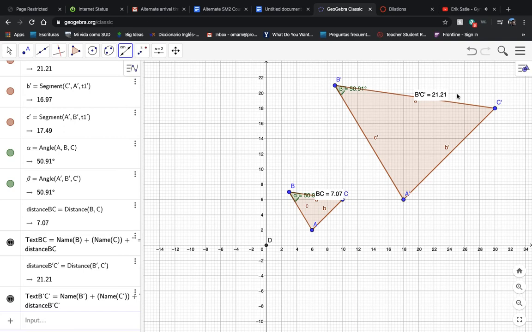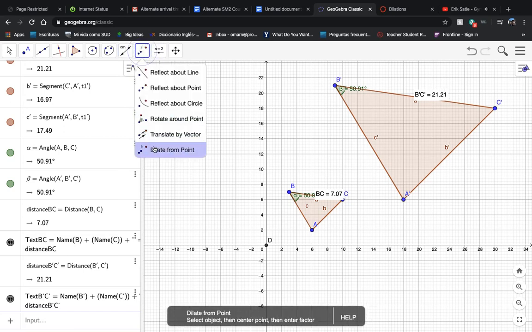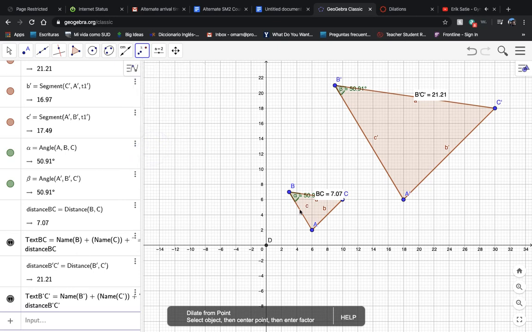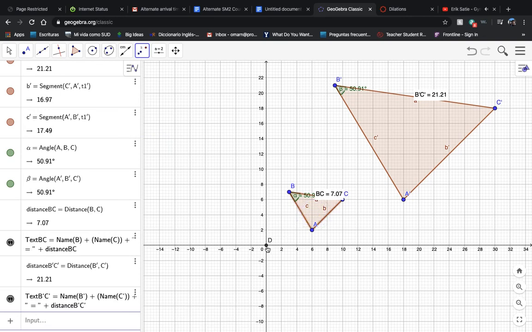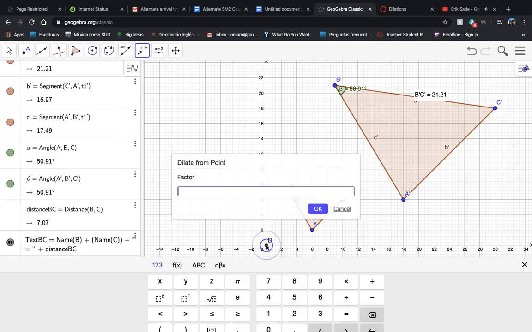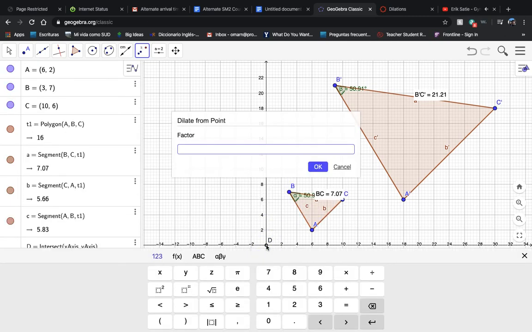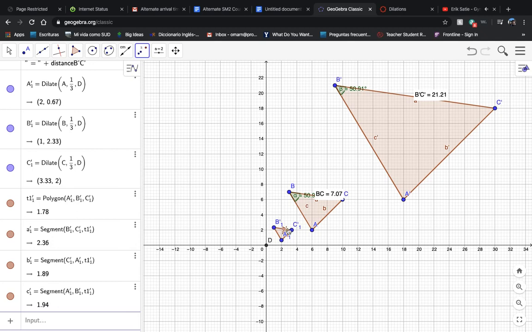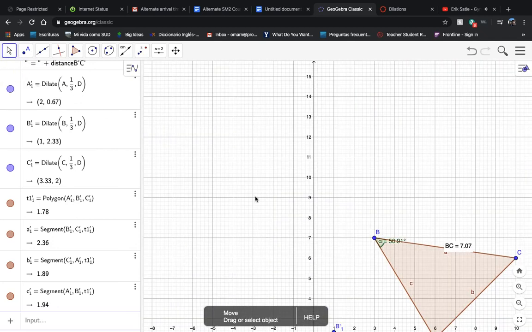Now, I'm going to do a second dilation, but this time the dilation will be using a factor of 1/3. So now you can guess what is going to happen. Again, I'm going to use the original or pre-image figure. I'm going to do the dilation from the center, and then the factor is going to be 1/3. Let's see if GeoGebra reads that way, and I think that it will. Yep, look at this. This tiny triangle is the one we wanted.